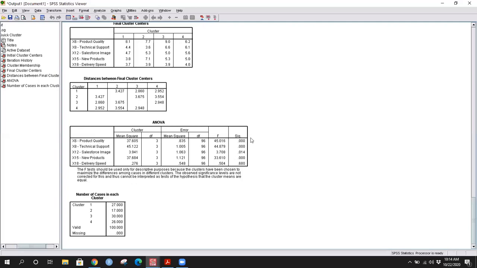We see that technical support p-value again less than alpha, it's significant. Salesforce image 0.014, you compare it with 0.05, that is 5% alpha. So you will be able to reject the null here as well. Talk about new products, again statistically significant, but delivery speed has 0.680. Now that's way above your alpha. Say alpha 5%, 1%, even 10%. So I think that's not a good number. So we see that delivery speed is not doing a good job as a clustering variable.